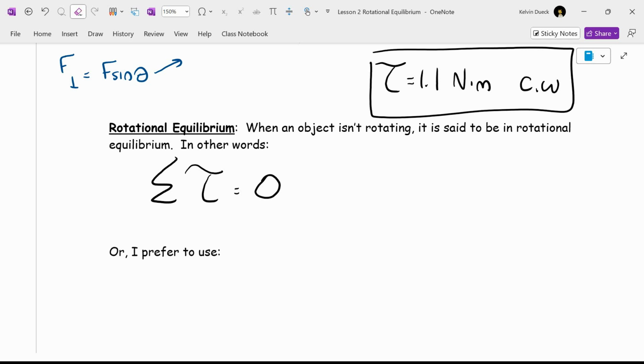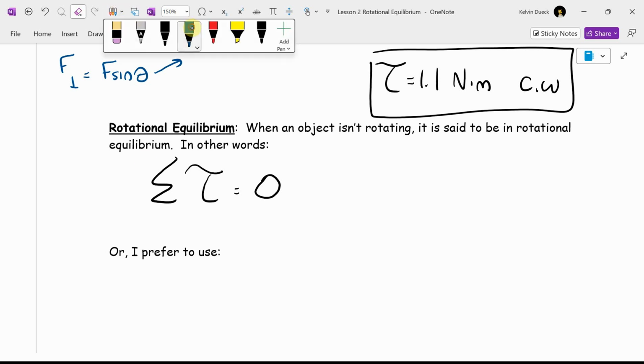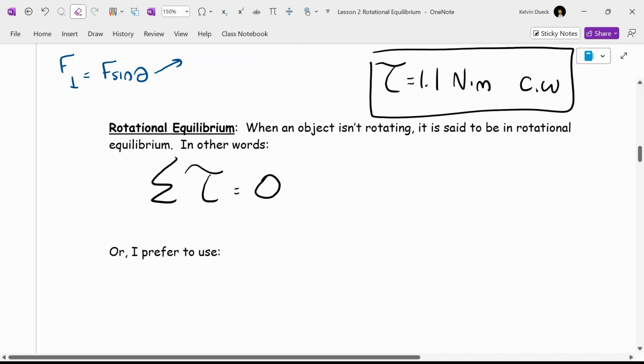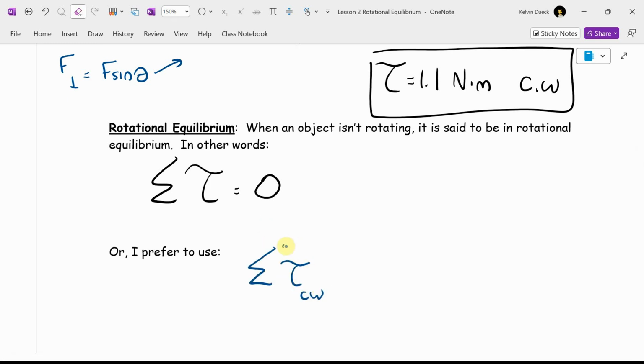Is that all right? I actually break this one step further because you folks have grown up with digital clocks. Which way is clockwise? I write it this way: the sum of all the torques clockwise, and then I draw a little arc like that to remind me that's clockwise, equals the sum of all the torques counterclockwise, and I draw a little arc like that to remind myself that's counterclockwise. And that is true anytime an object isn't rotating. Are you folks rotating? No, the sum of all the torques on you right now is zero.